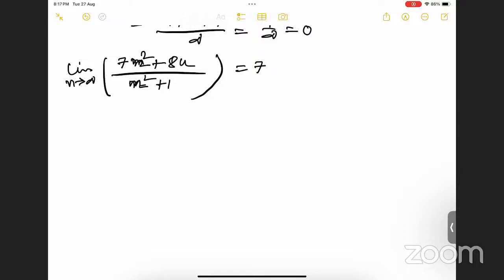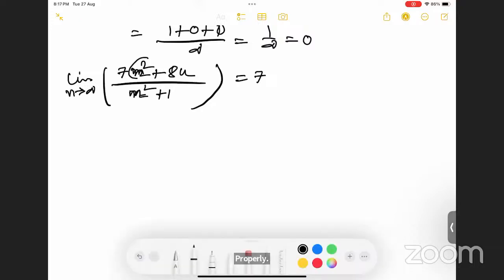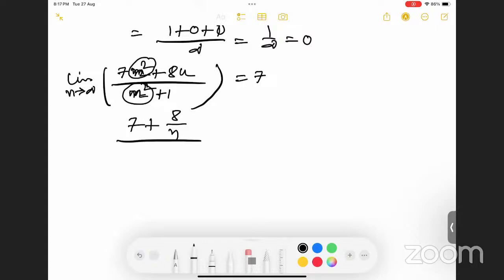Yes, ma'am. How is it 7, ma'am? Can you explain once? One by one, please, otherwise I'm not able to hear you properly. How is it 7? Can you explain once? You can take m square as common. Then it will be 7 plus 8 by m, 1 plus 1 by m. Okay. Thanks.